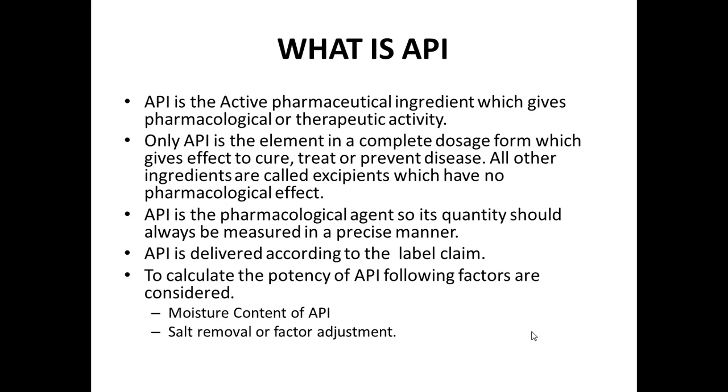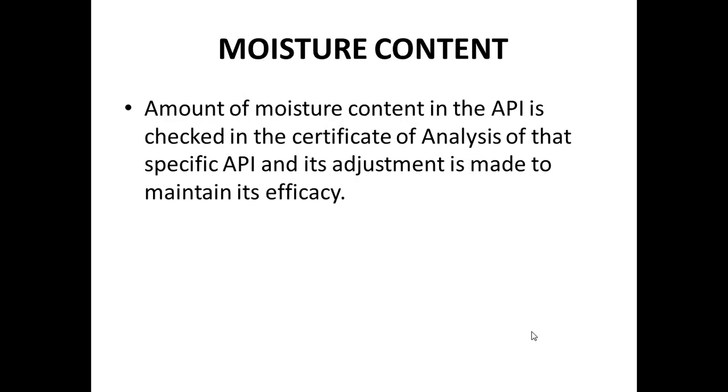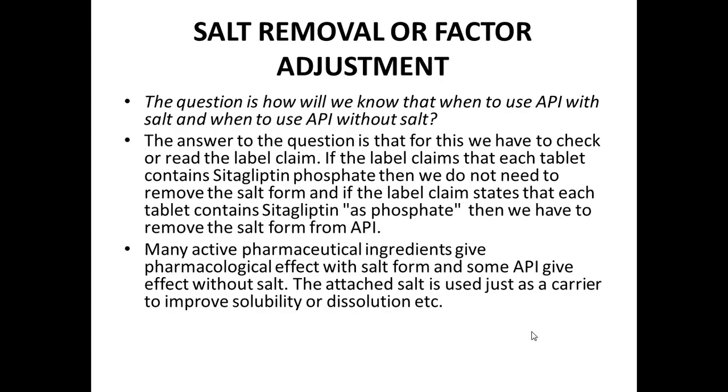To calculate the potency of API, the following factors are considered: moisture content of API, and salt removal or factor adjustment. So what is moisture content? The amount of moisture content in the API is set in the certificate of analysis of that specific API, and its adjustment is made to maintain its efficacy. Salt removal or factor adjustment.